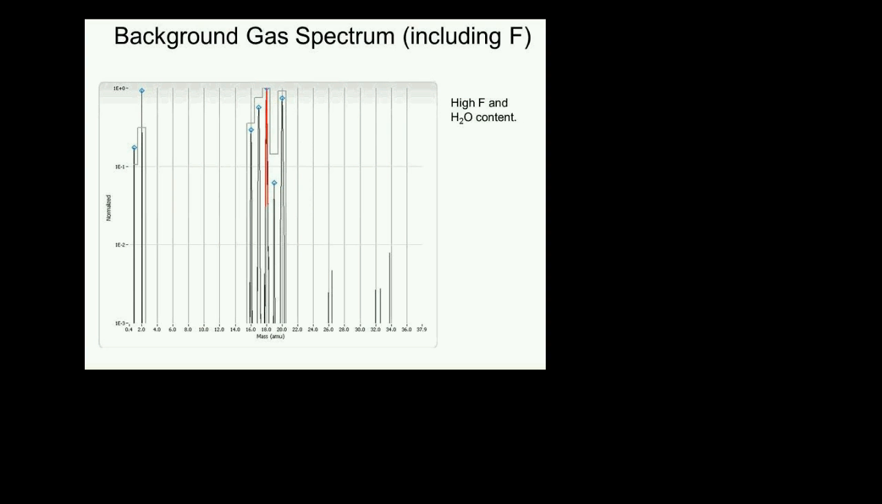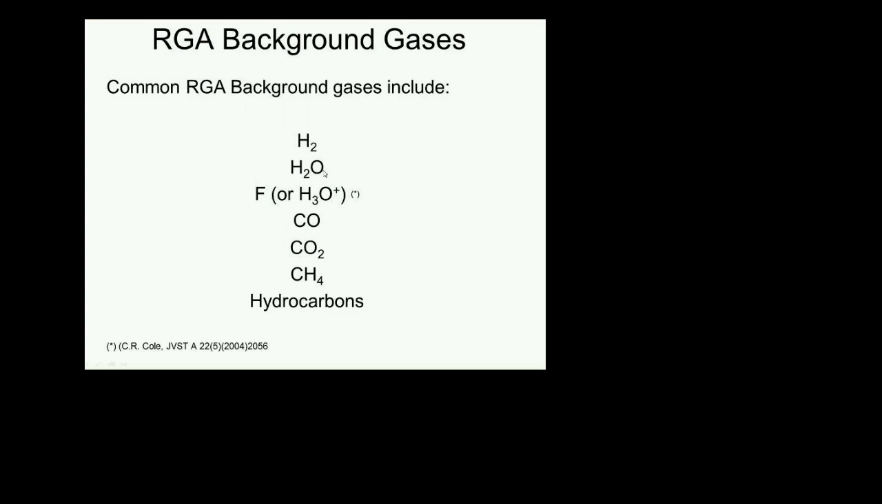So remember that list: hydrogen, water, and sometimes fluorine. Hydrogen is at 2 AMU, water is at 18 and 17 AMU, fluorine at 19 AMU, and I didn't write them here because I'm giving you spectra for each one of them. Carbon monoxide at 28, carbon dioxide at 44, methane at 16, and hydrocarbons starting at 43.